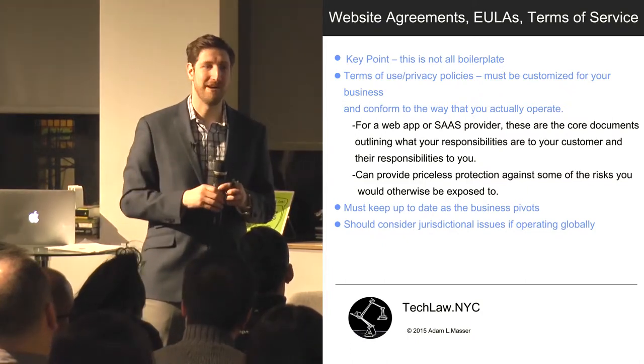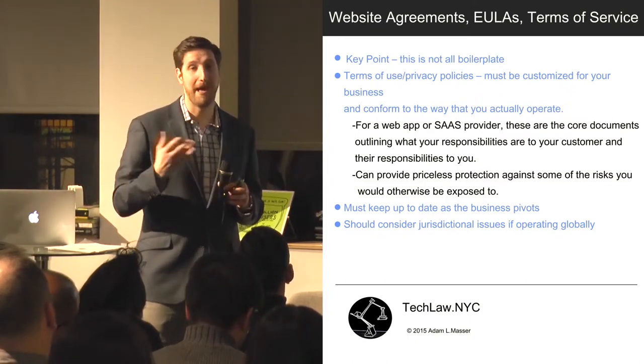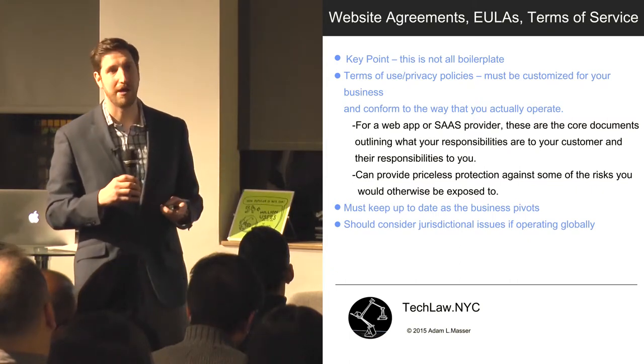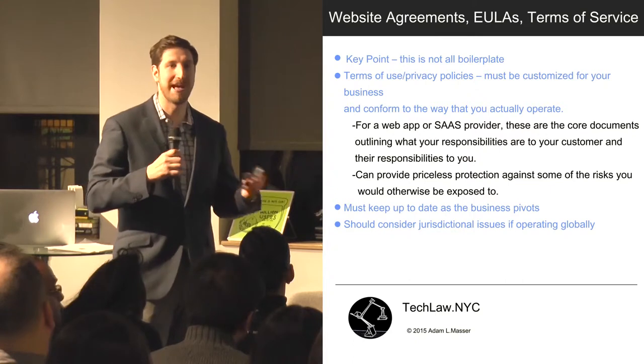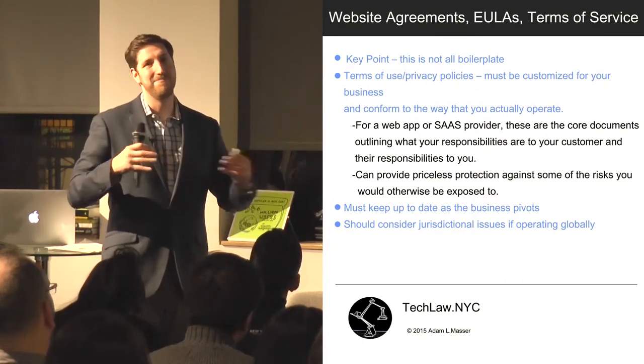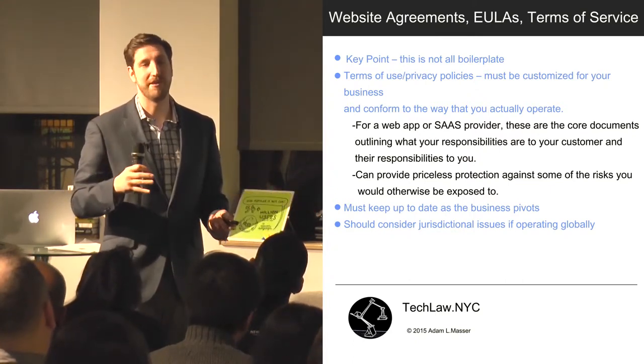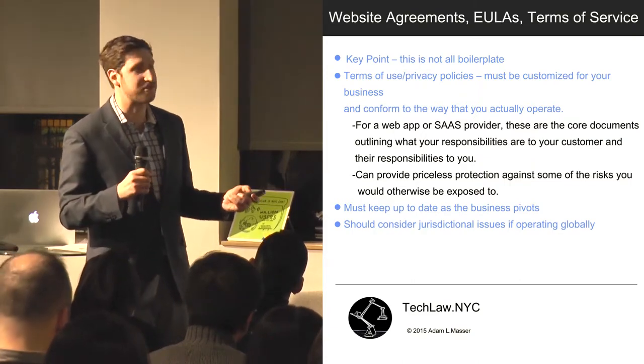Finally, if you're operating globally, you really need to consider jurisdictional issues. There are things like export laws or the Foreign Corrupt Practices Act. Sometimes we'll include clauses in there just to protect against different things that can happen when you're doing business in jurisdictions outside the US.